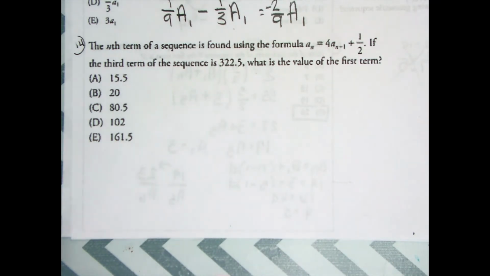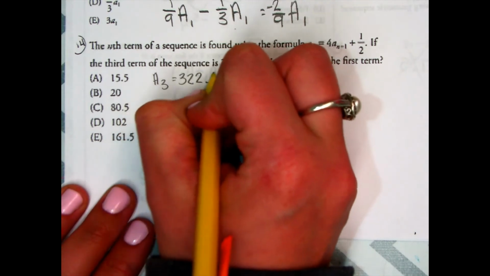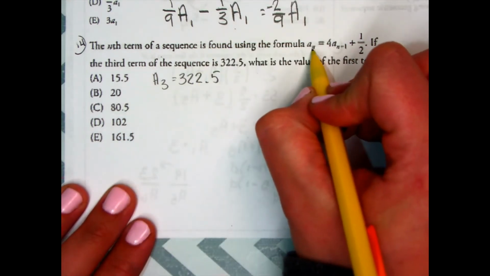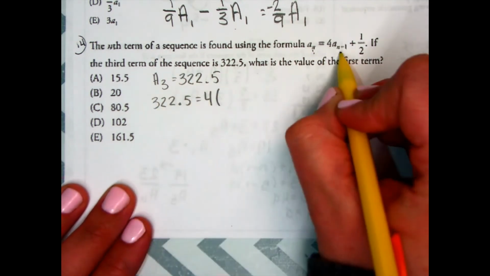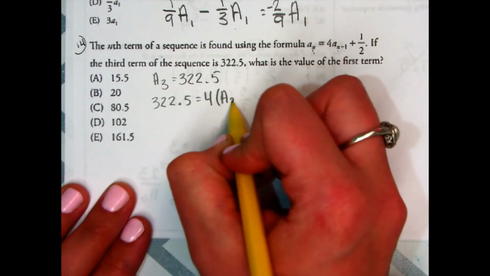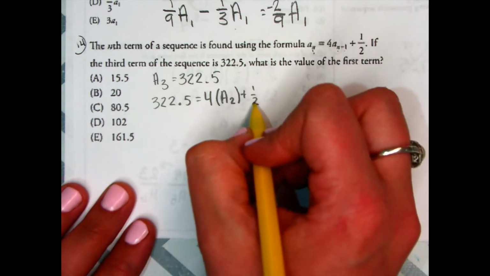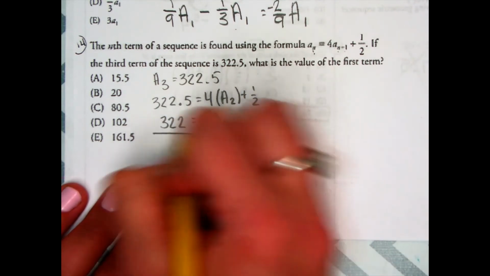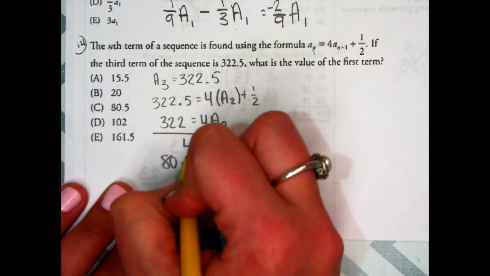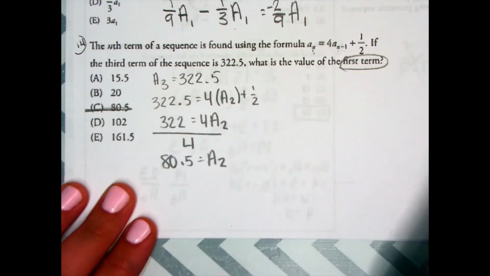Okay, so I'm going to know for sure that a sub 3 is 322.5. So I'm going to use this formula. I'm going to say n is 3. So this is going to be a sub 3, which is 322.5, equals 4 times 3 minus 1, which is going to bring us down to a sub 2 plus 1/2. So subtracting the 1/2 gives me 322 equals 4a sub 2. Dividing by 4 gives me 80.5. That is the value of a sub 2, not the value of the first term.